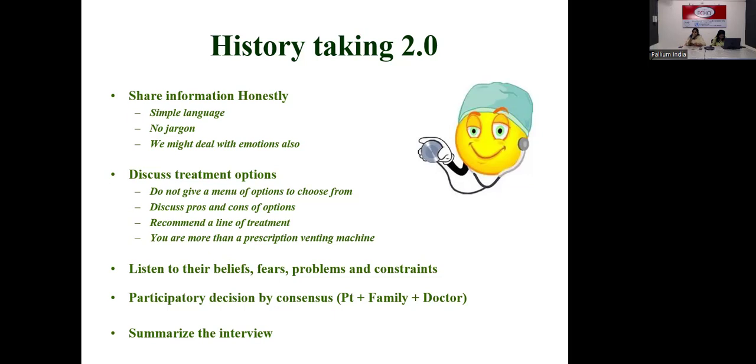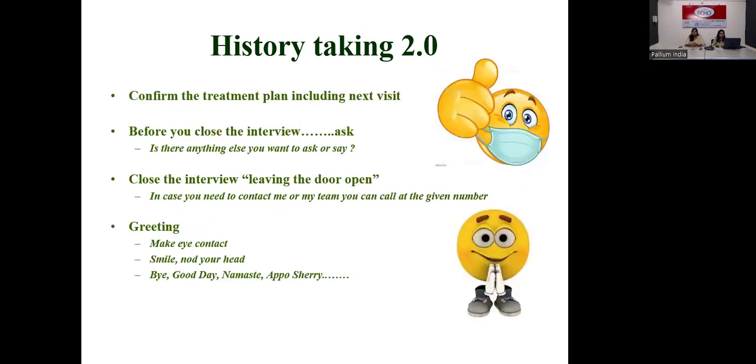Participatory decision by consent. The patient will be there, the family will be there, the doctors will be there. We'll sit together, make a treatment plan, and summarize the whole interview. Confirm the treatment plan, including the next visit. Make sure that you clearly say what the treatment plan is and when he or she has to come again.